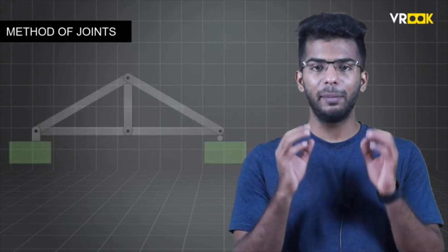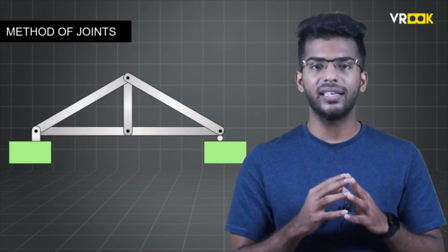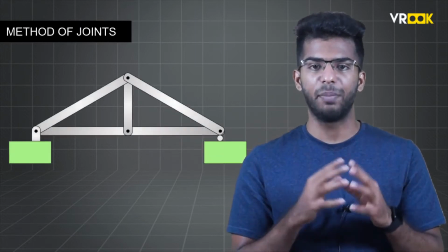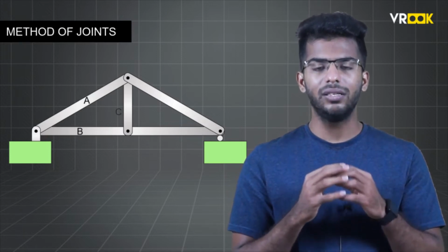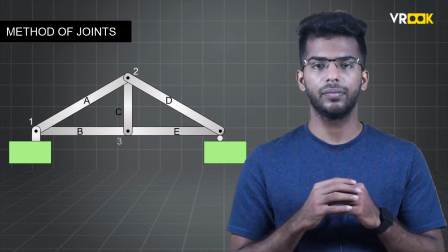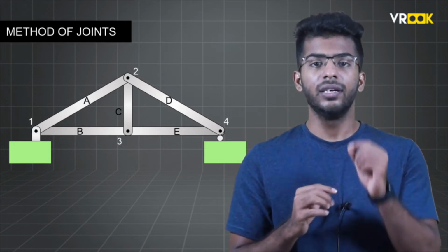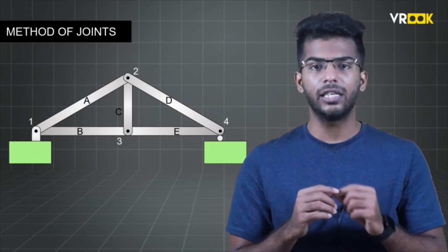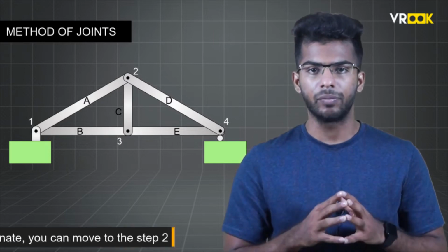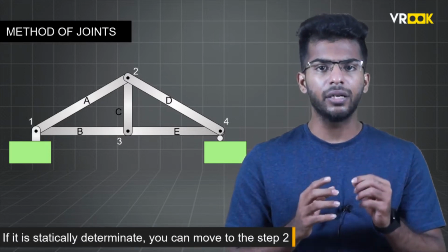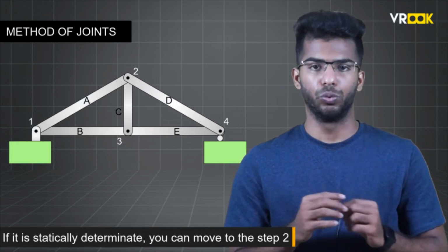Consider a simple plane truss. As we can see, it has many joints and members. We'll name them to understand in a better way. In method of joints, the first step is to know whether the truss is statically determinate or indeterminate. If it is statically determinate, you can move to step 2.